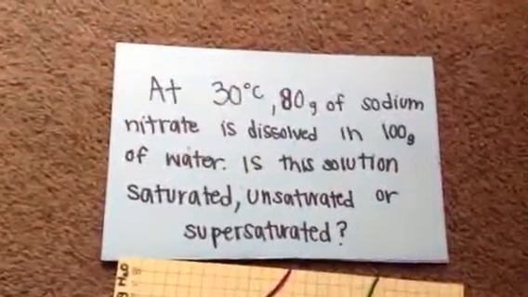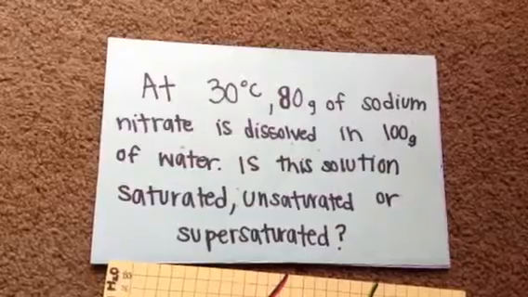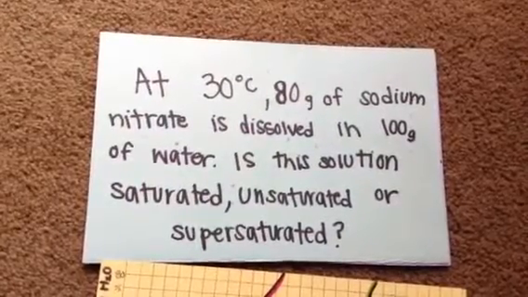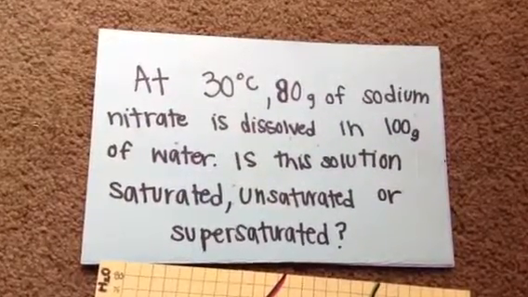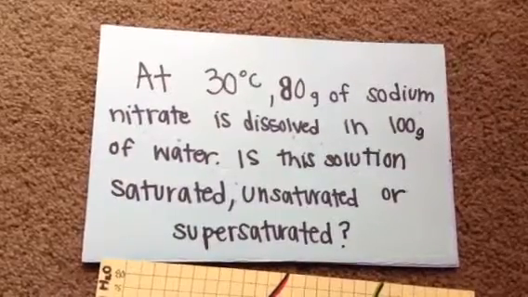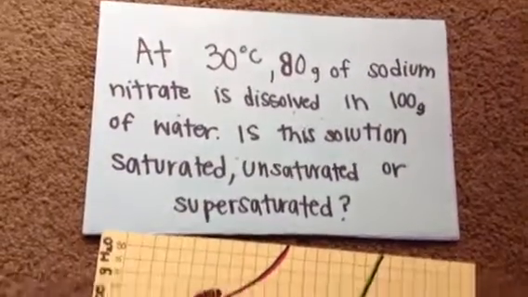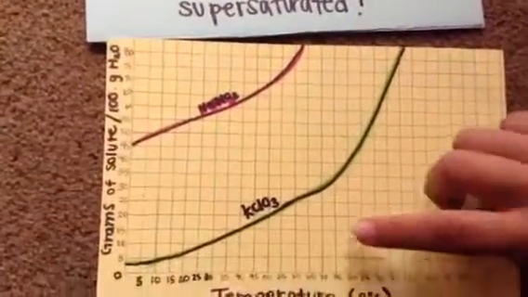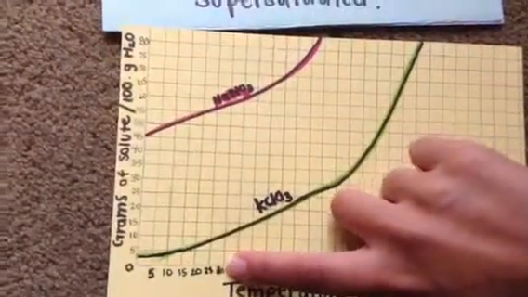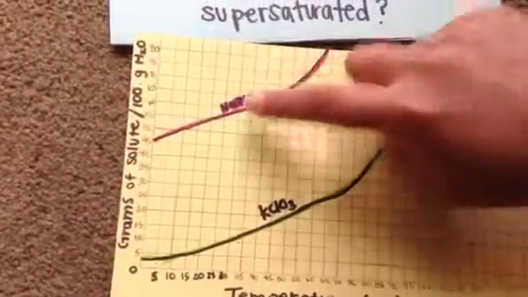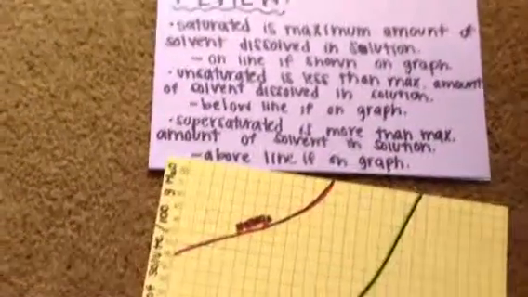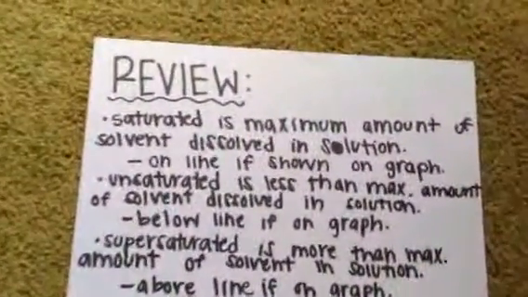At 30 degrees Celsius, 80 grams of sodium nitrate is dissolved in 100 grams of water. Is this solution saturated, unsaturated, or supersaturated? If we look at the graph, 30 degrees Celsius to 80 grams would be over the line, so it would be supersaturated. So let's review.